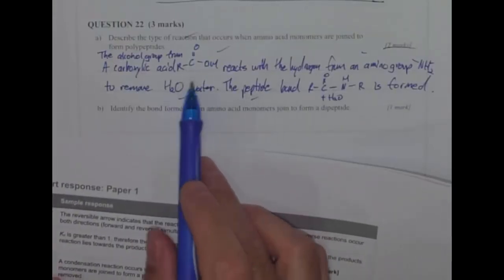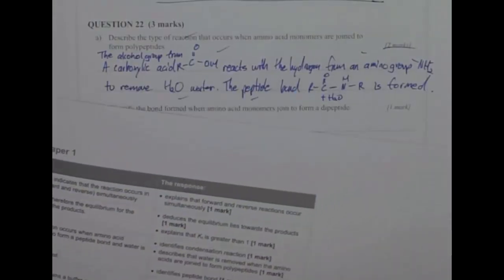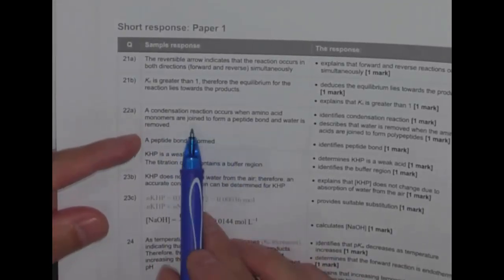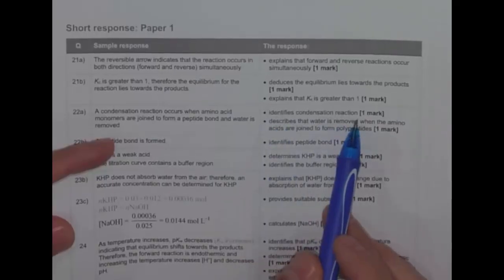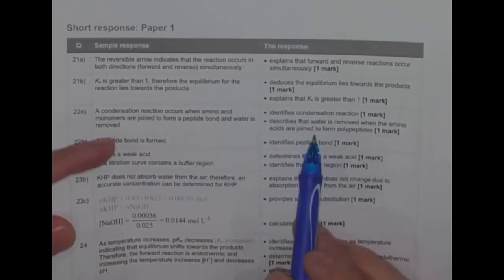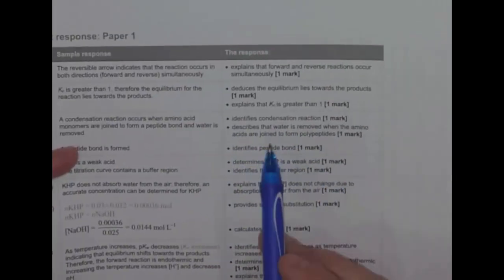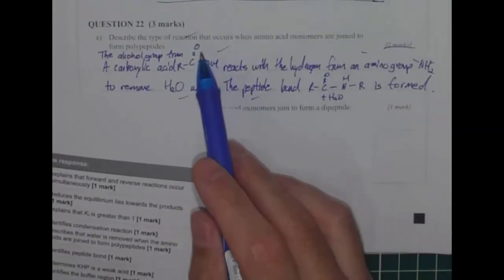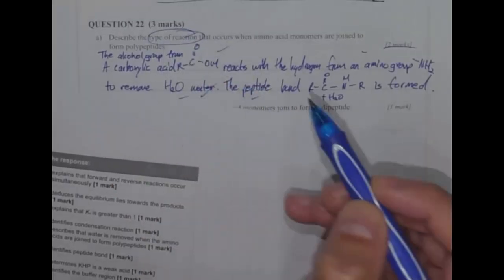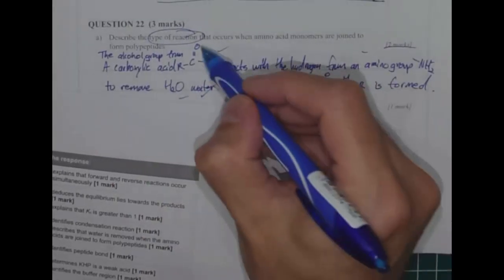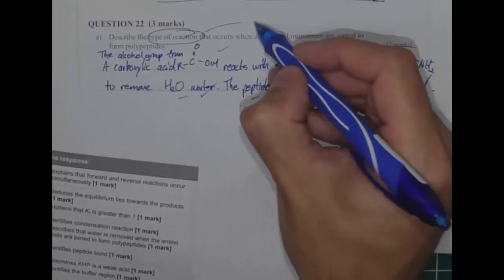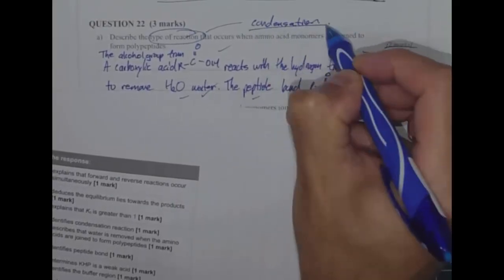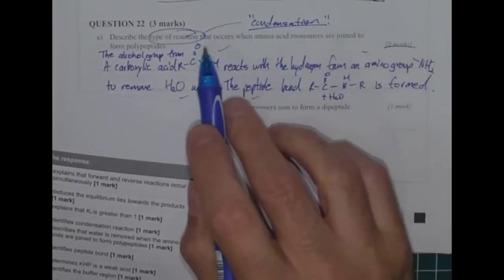Condensation. God, how many words can you fit in 2 lines? When amino acid bond is joined to form a peptide bond, water is removed. Identifies condensation reaction. Describes water is removed when the amino acids joined to form polypeptides. Water is removed. And I didn't say condensation. It does say type of reaction. So that was my fault. That's the key question. I should have said condensation. Quite clearly, that is my mistake.